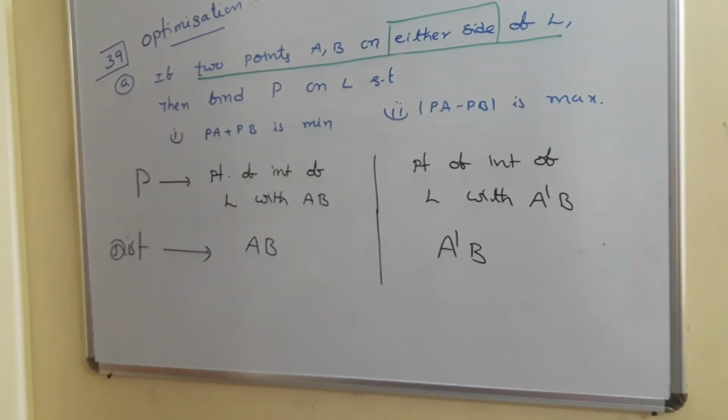At the end, in this case, PA plus PB is minimum if P is the point of intersection of the line with AB, and that particular minimum distance is AB. In the second bit, the point is the point of intersection of the line with A dash B, and that particular distance is A dash B. This is the case where 2 points are on either side of the line L. And now we are going to discuss if the points are on the same side of the line L.